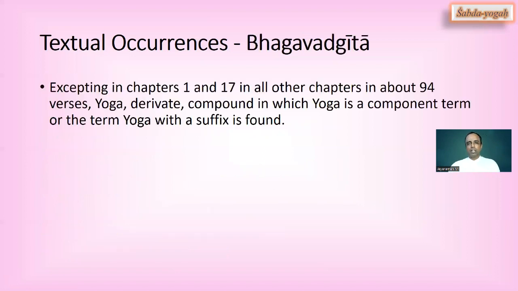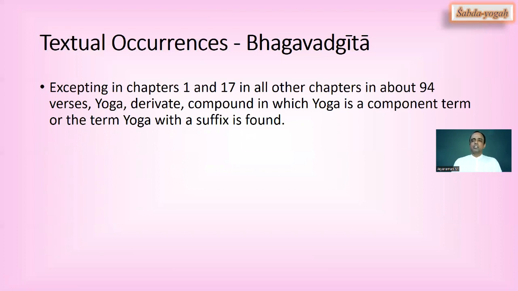Now we quickly move on to the Bhagavad-gītā. It is very interesting to note that in about 94 shlokas of the Bhagavad-gītā we find the expression yoga, either as a direct term, a derivative term, or a compound of which yoga is part, and also as a term with yoga as the core and having prefixes and suffixes. In that way, we see the term yoga in about 94 verses, excepting in the 1st and 17th chapters.